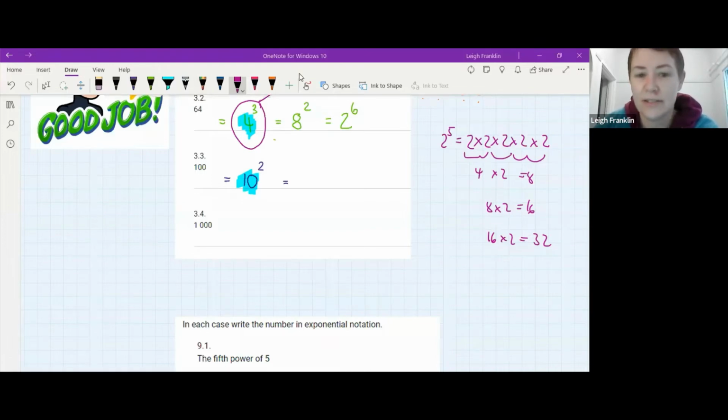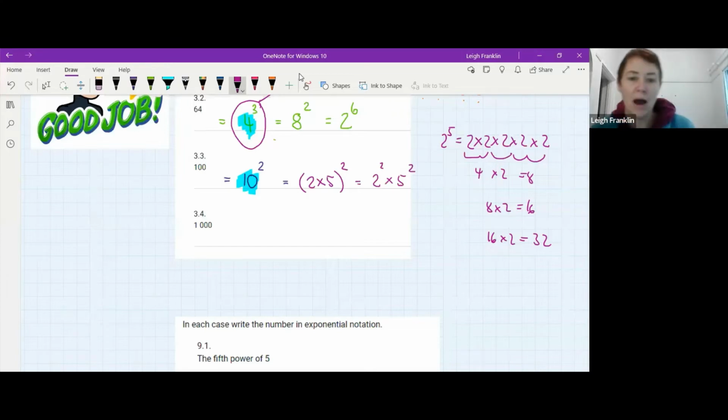Okay, now look at this. All right, now you can write 10 as 2 times 5, can't you? 2 times 5 is 10. So that means that you can write 10 squared as 2 times 5 to the power of 2. So that means 2 to the power of 2 times 5 to the power of 2.